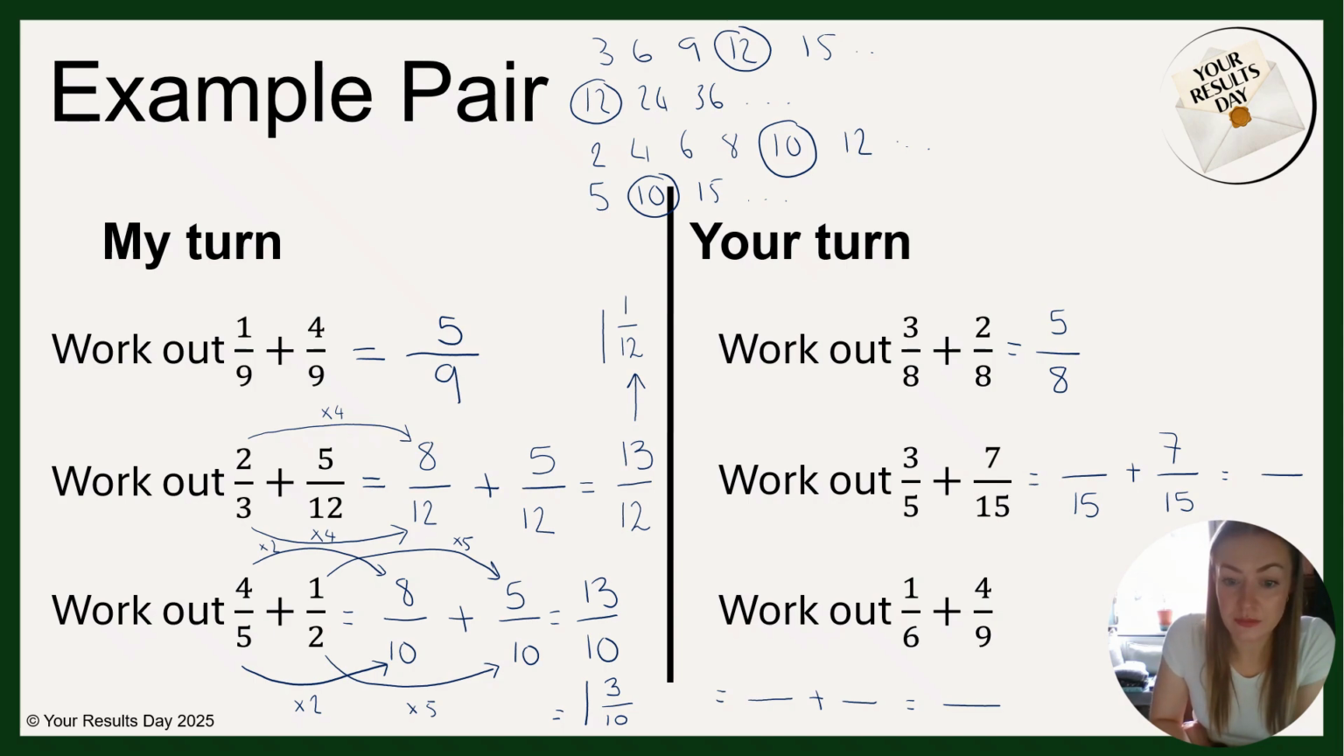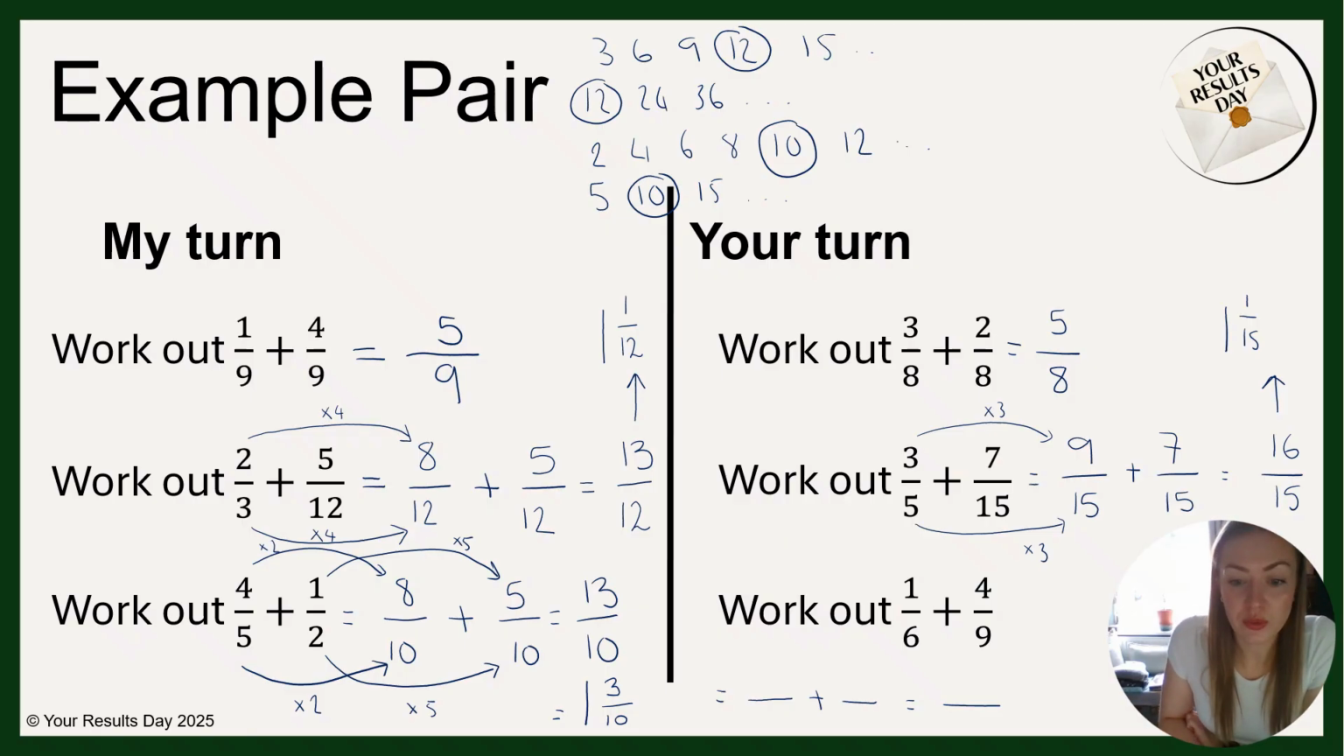That was 3, and so I need to times the top number by 3. 3 times 3 is 9, which means altogether I've got 16 over 15. And if you wanted to convert that back to a mixed number, 15 goes into 16 with 1 left over, and that denominator stays the same.